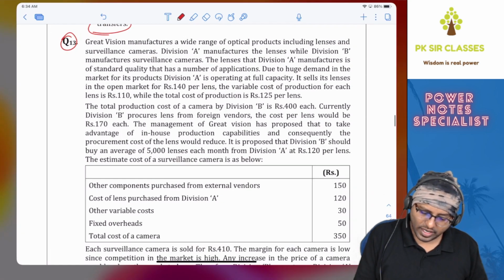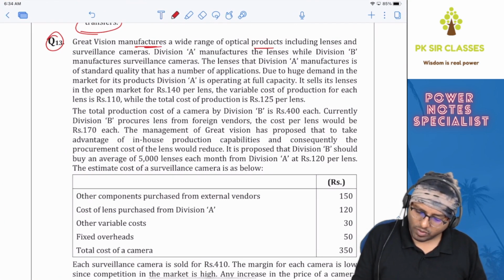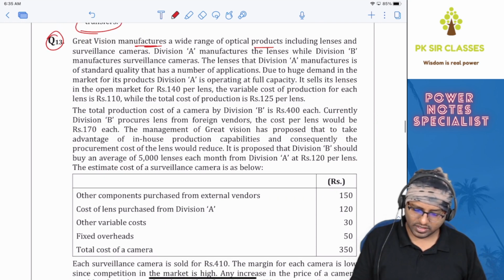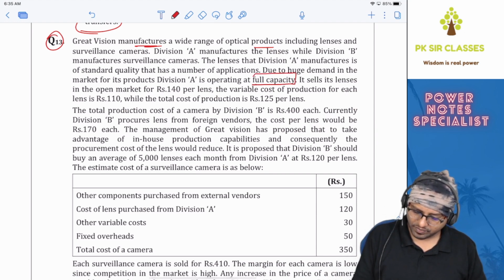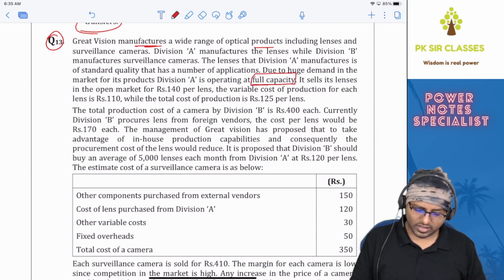Great Vision manufactures a wide range of optical products, including lenses and surveillance cameras. Division A manufactures the lenses, while Division B manufactures the surveillance cameras. The lenses that Division A manufactures are of standard quality with a number of applications. Due to huge demand in the market, Division A is operating at full capacity. It sells its lenses in the open market for 140 per lens. So that's your external selling price for the intermediate product. The variable cost of production for each lens is 110, while the total cost of production is 125.